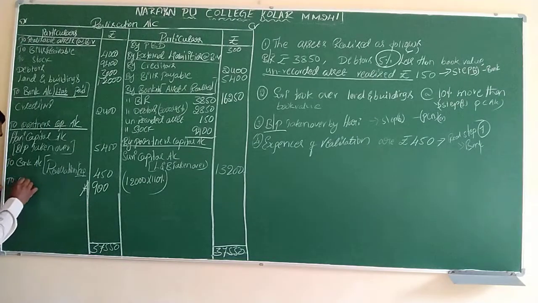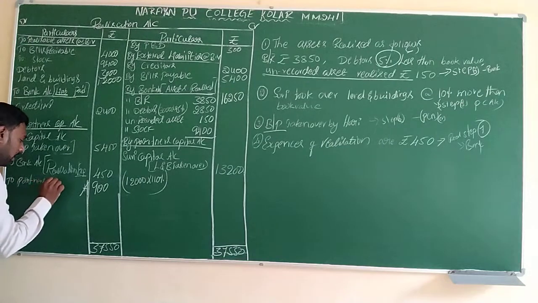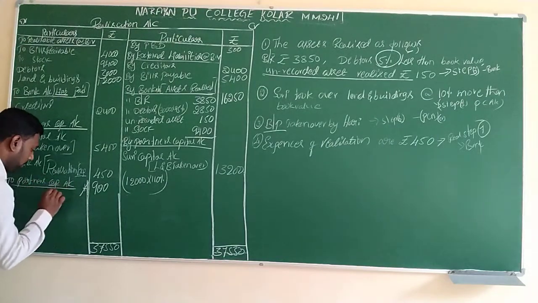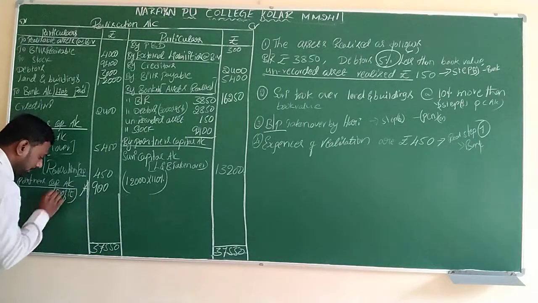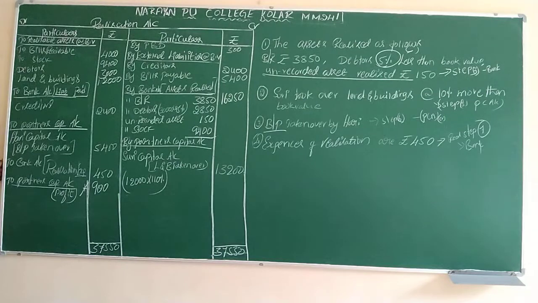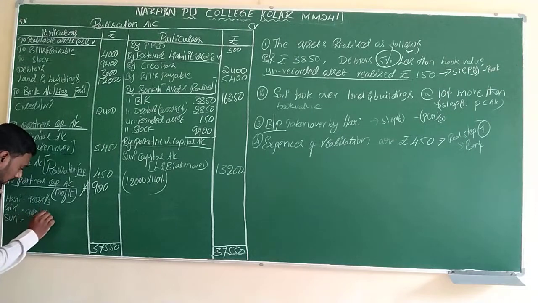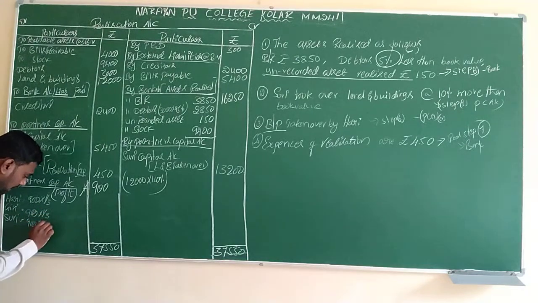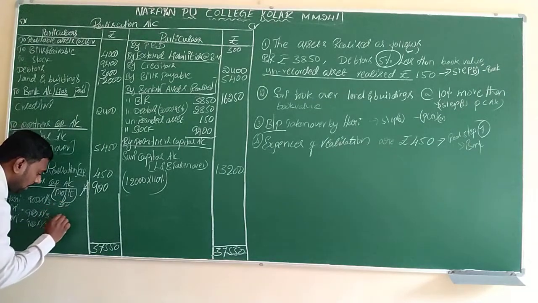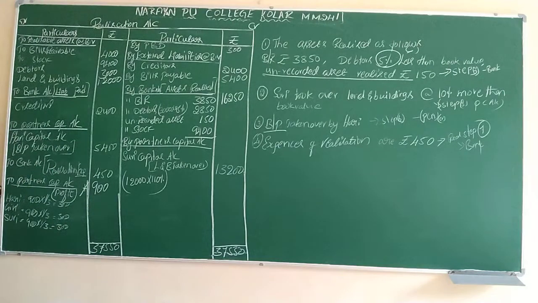For this we do to partners capital account, in bracket we mention profit. What do we have to do with this profit? We have to distribute it between the partners. First partner is Hari, Giri, Suri. 900 into 1 by 3, again 900 into 1 by 3, again 900 into 1 by 3. Therefore, each partner will get 300 rupees as the profit on realization.